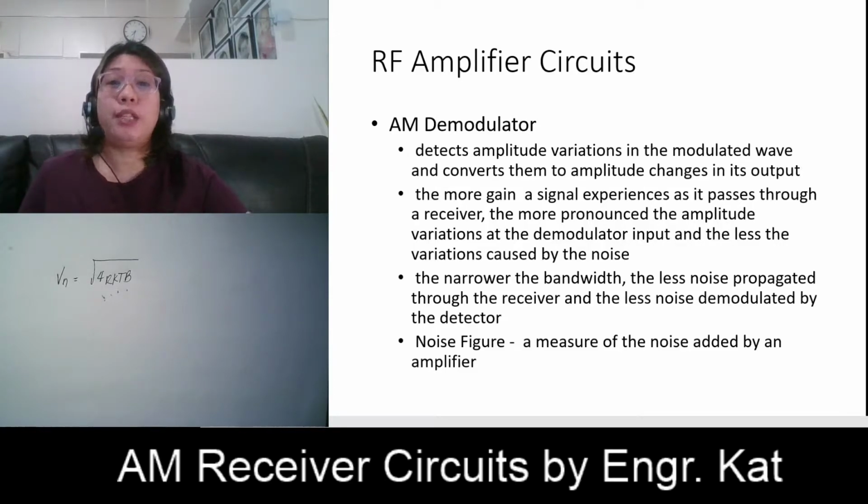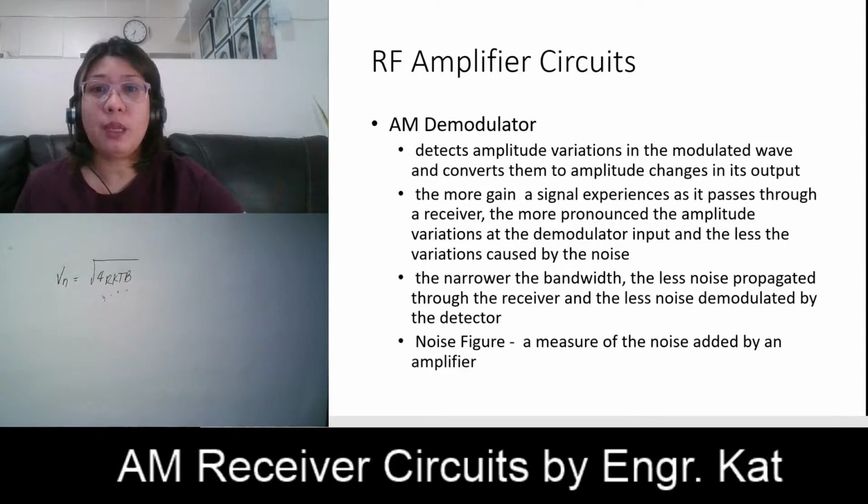So how are we going to improve the bandwidth? The narrower the bandwidth, the less noise propagated through the receiver and the less noise demodulated by the detector.